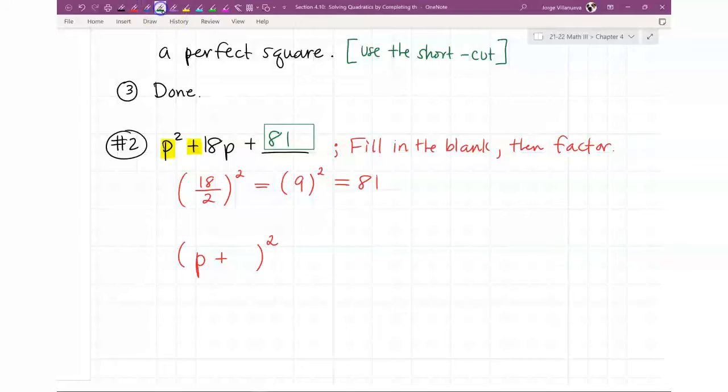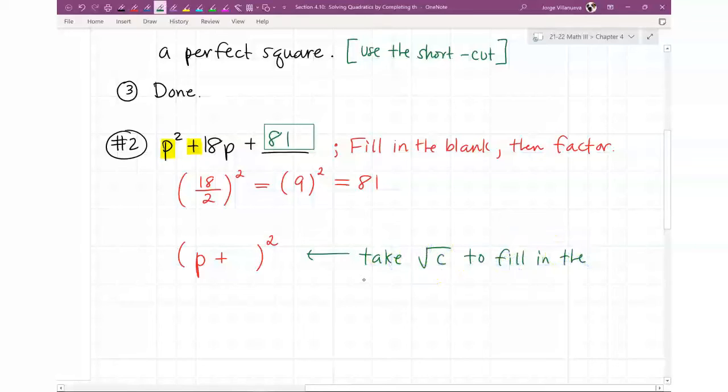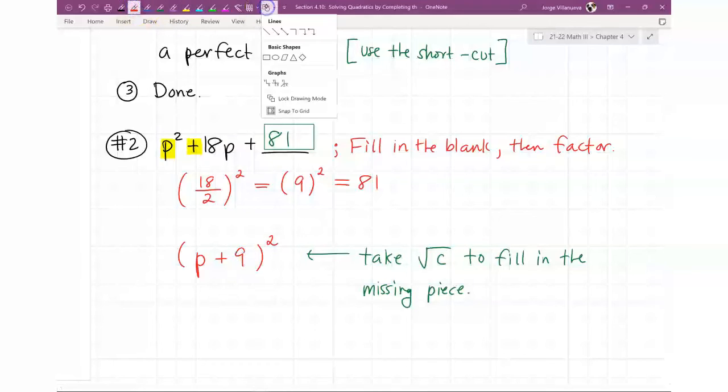So I'm going to give you a little hint right here. Take the square root of C to fill in the missing piece. So what's my C value? 81, right? What's the square root of 81? 9. So there you go. I factored it.